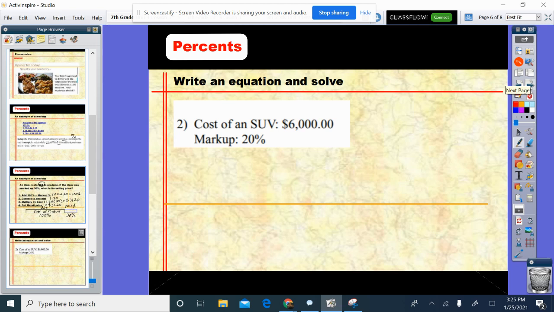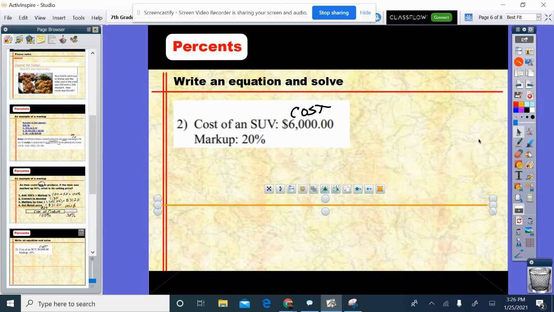So here we have another example. We have a cost of an SUV. It's $6,000. This is its cost here. And a markup is 20%. This time I'm going to do it just a little bit differently. Actually, I'm going to do it both ways, two different ways. The first way I'll do it is what I just explained to you.